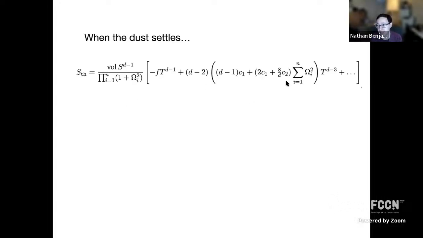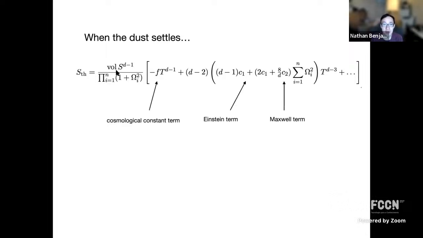So let's stare a little bit at this and unpack it. First, t is just the inverse of beta. So as a function of the fugacities, that's t and omega, we get these. Here, f, c1, and c2, these are the Wilson coefficients parameterizing the cosmological constant term, the Einstein term, and the Maxwell term that we described earlier.